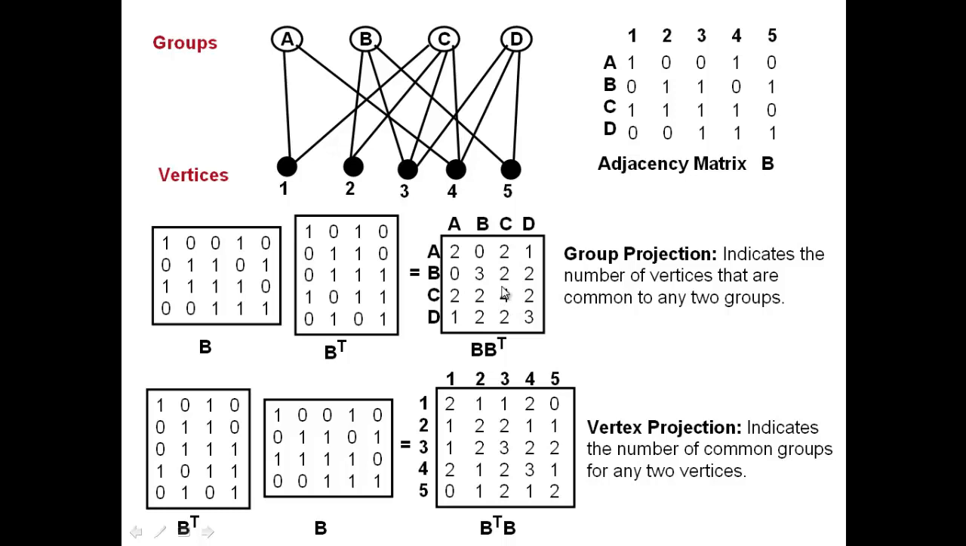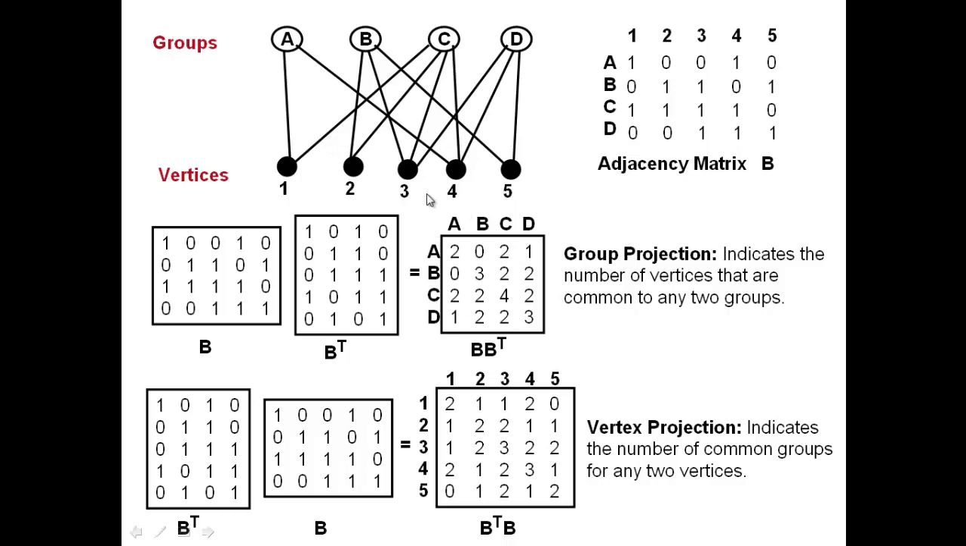If there's no edge between two groups, that means they don't have any common vertex between them. For example, there's no edge between A and B, and the entry for AB is a 0. So that means there's no common vertex between A and B. You can check: A has 1 and 4 affiliated with it, whereas B has 2, 3 and 5 affiliated with it. So there's no common vertex. Any other group pairs, we have at least one common vertex between them.